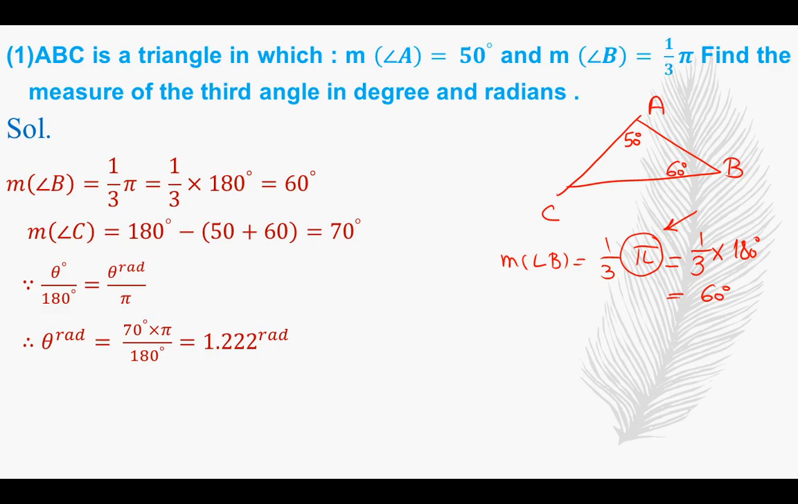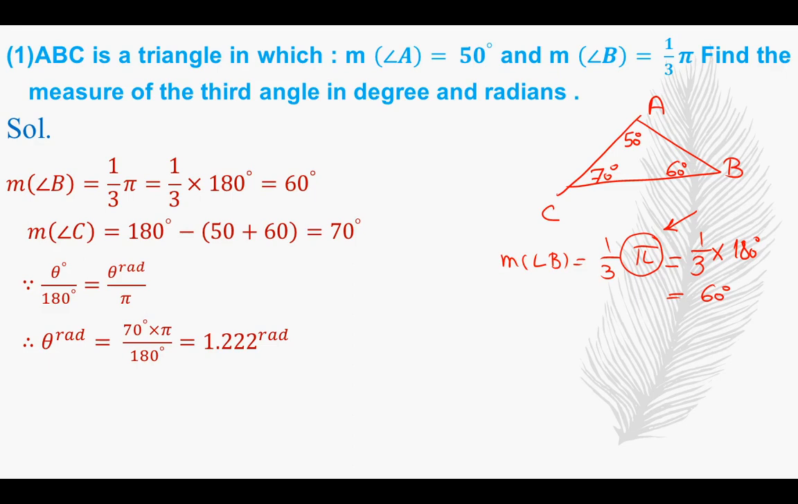We all know that the sum of the measures of the interior angles of a triangle equals 180. So the measure of angle C will be equal to 70 degrees. Here he wants to find the measure of the third angle C, so C equals 70 degrees. But we want this measure in degree measure and in radian measure. The degree measure is 70 degrees.